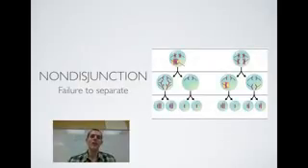First thing to talk about is non-disjunction. Most of what we're going to talk about for the rest of this video relies on you understanding this concept, so make sure that you are with me as I talk about this. Non-disjunction is a failure of chromosomes to separate during cell division. So you can see right here, there's quick examples. These examples are for meiosis, but it can also happen during mitosis.